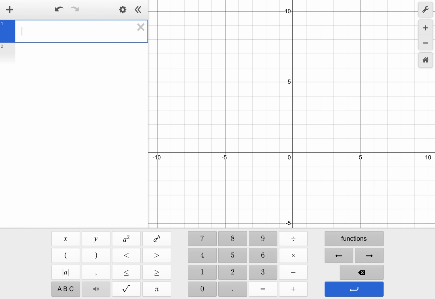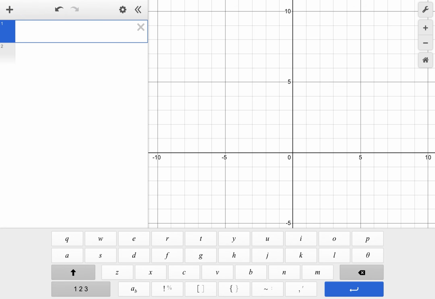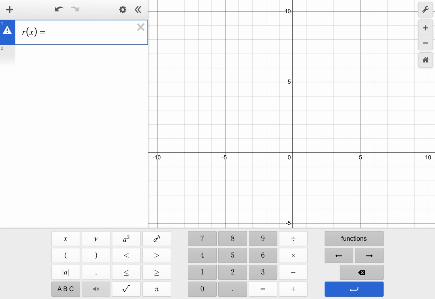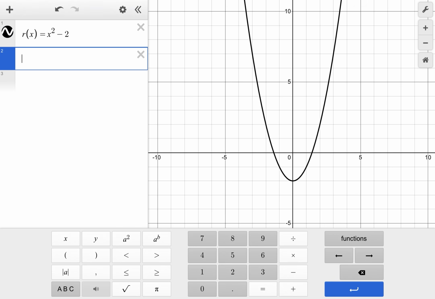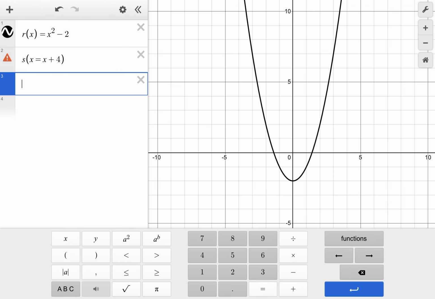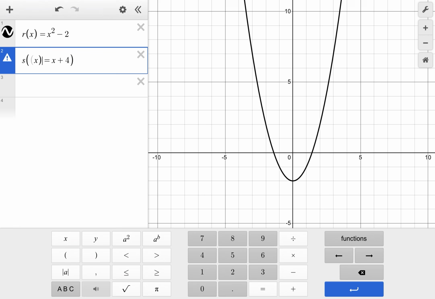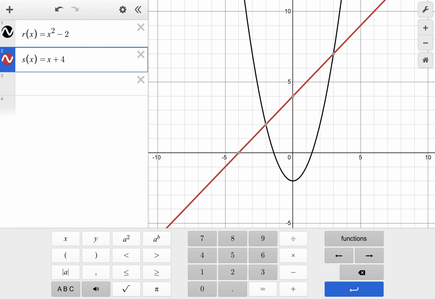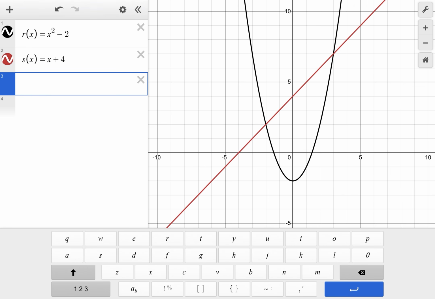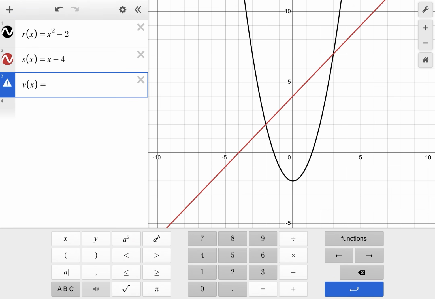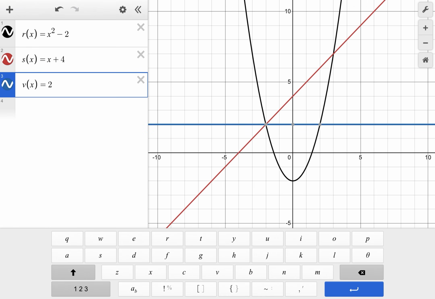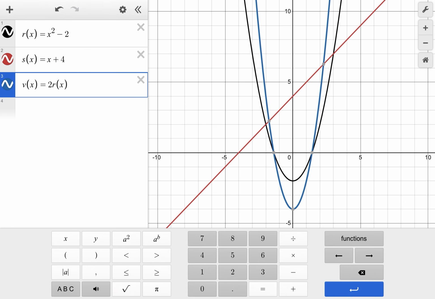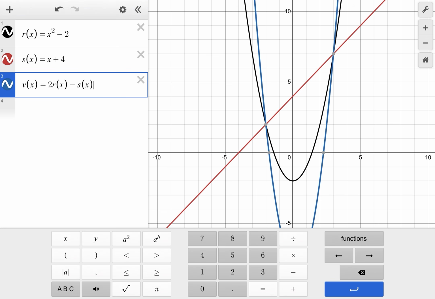Sometimes, I kind of showed this to you earlier, but let's say you have a function r of x, and that equals x squared minus 2. And let's say you have another function called s of x, and that is equal to x plus 4. So you have those two functions. And then they give you a new function v of x, which is defined in terms of the other two functions. So let's say it's 2 times r of x minus s of x.